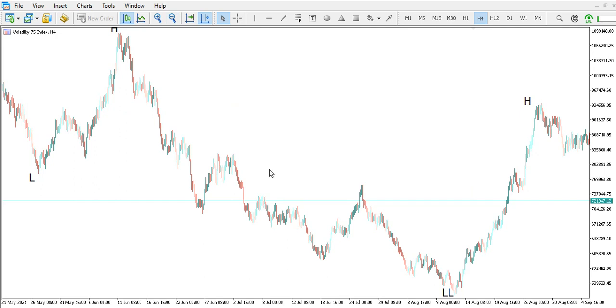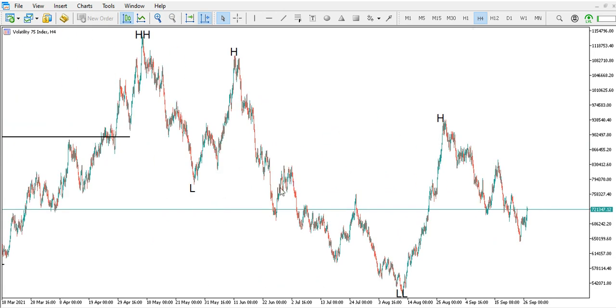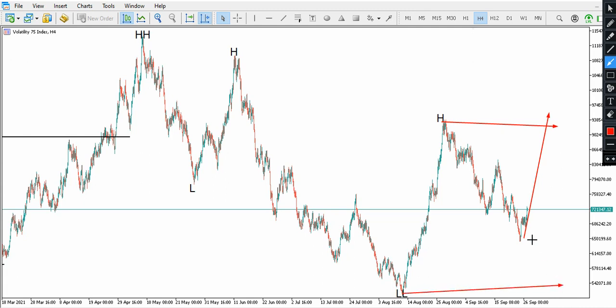So again, let me zoom out once so that we have a clear picture. It's the same thing that we have here. We still expect price to come up and take out this previous high, or go down and take out this previous low here.